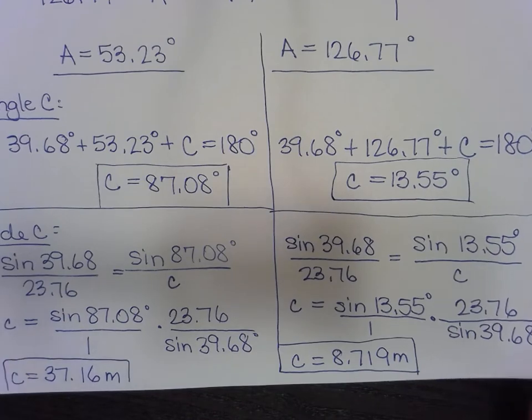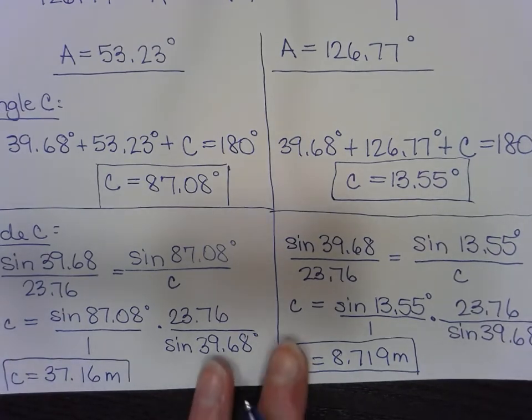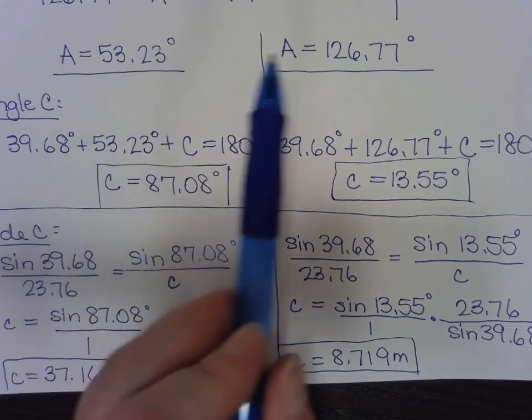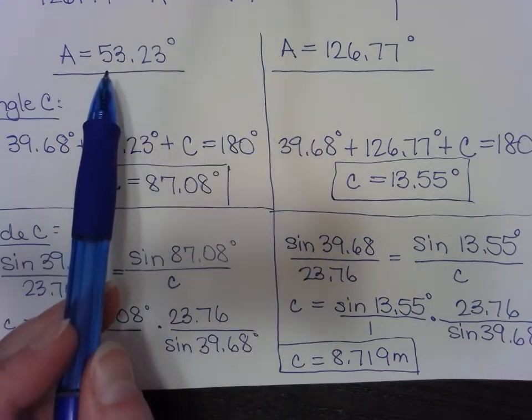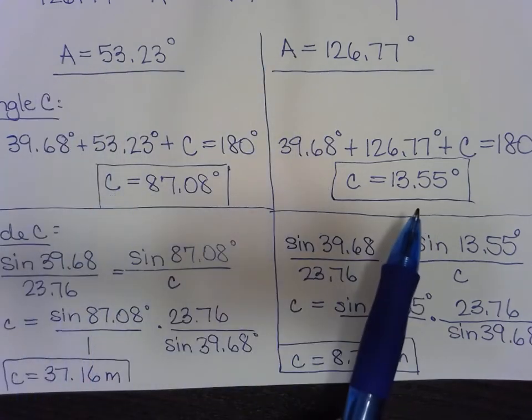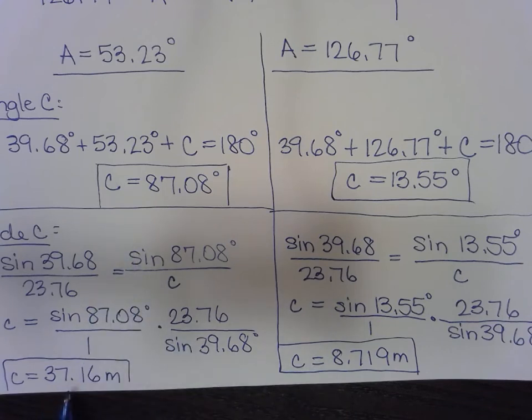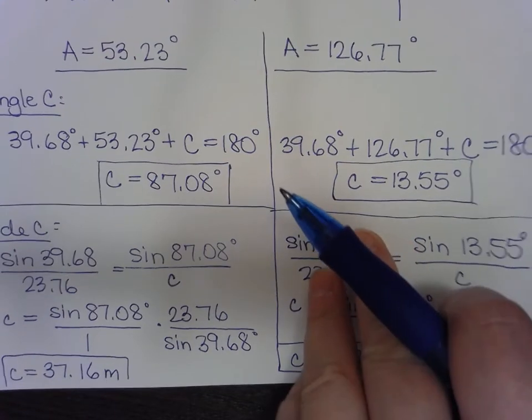All right, so 2 different triangles, 2 different values for this angle A, which led to 2 different side lengths and 2 different third angles. Right, so 2 possible triangles altogether. Okay.